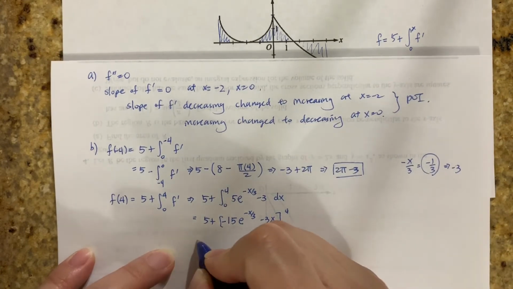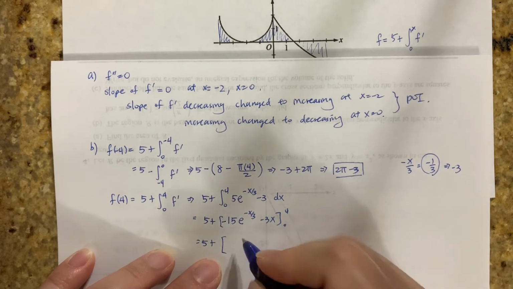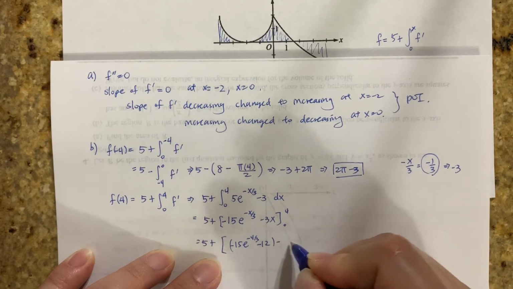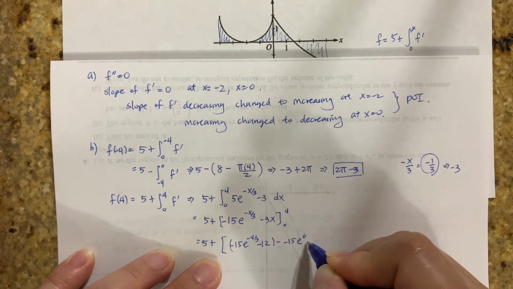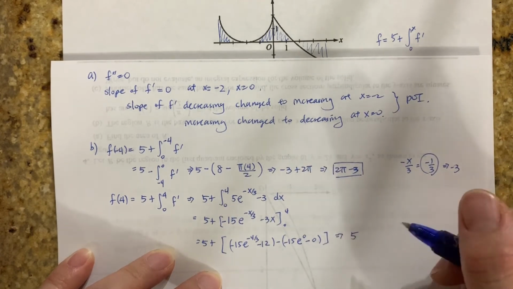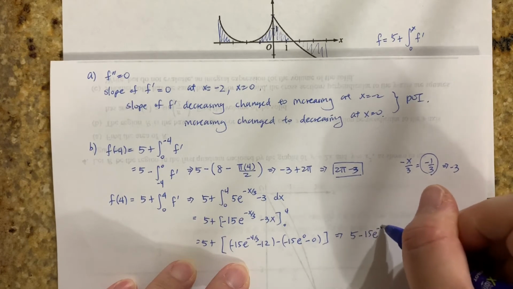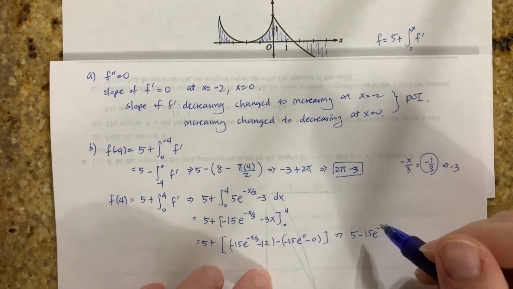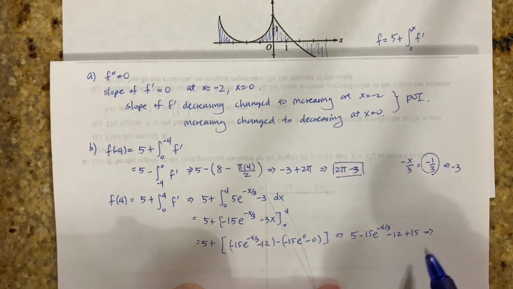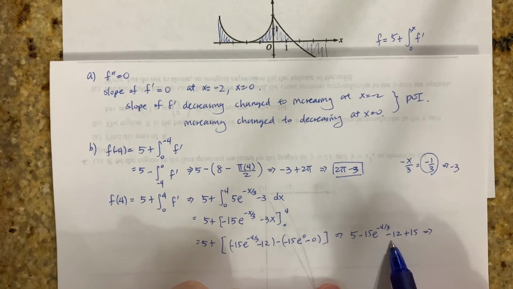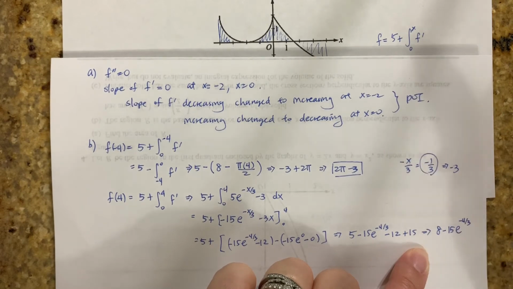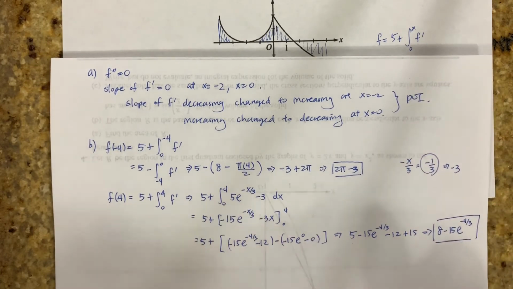Okay? Let's plug in our numbers. 5 plus negative 15e to negative 4/3 minus 12 minus negative 15e to the 0 minus 0. So 5 minus 15e to negative 4/3 minus 12. e to 0 is 1, so plus 15. That gives me 15 plus 5 is 20, minus 12 is 8. So 8 minus 15e to the negative 4/3 is a really gross answer, but that is our answer.